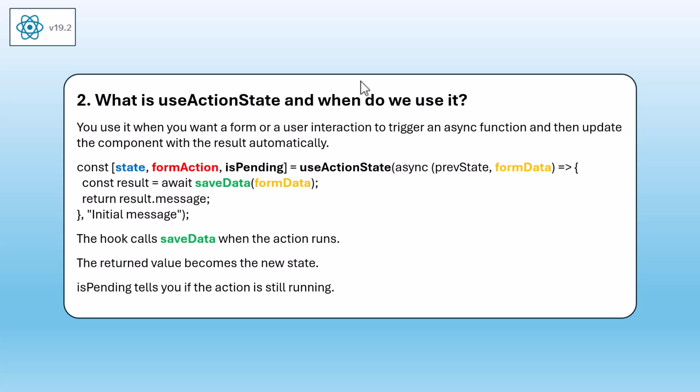You pass in an action function and an initial state, and React gives you back the current state, an action to trigger, and a flag to indicate whether the action is still in progress. You'd use this whenever you have a form submission or some action that returns a value, and you want the returned value to become state in your UI.